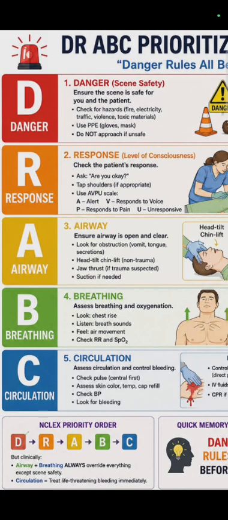So our NCLEX priority is mainly, in the assessment order, Dr. ABC. First, we need to look for the danger sign. Then we check the response of the client. We assess the airway for any airway obstruction. We check the breathing for the breathing pattern as well as the oxygenation status. For circulation, we understand the hydration status of the patient, and if the patient is bleeding, it needs to be controlled. So I hope you understood about Dr. ABC.